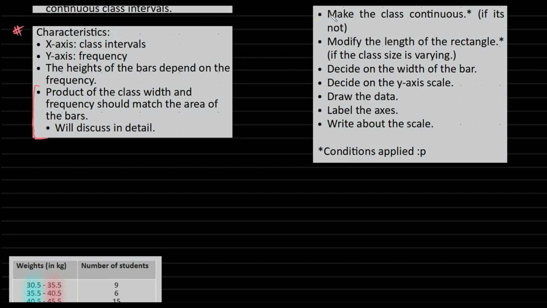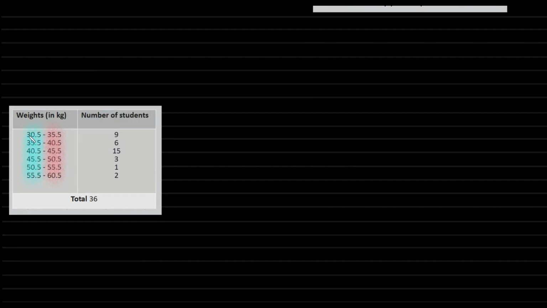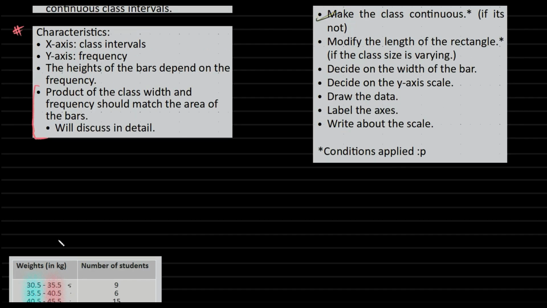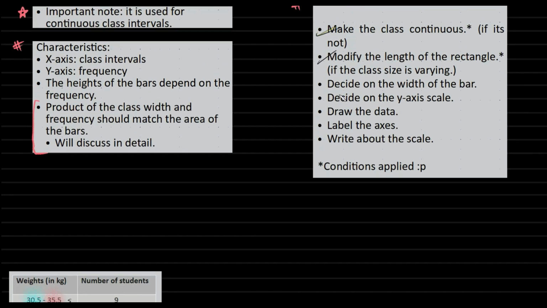If it's not continuous, what should you do? That we'll be learning in time. So this is said to be continuous. Next thing is to modify the length of the rectangle if the class size is varying. So how do you check the class size? Subtract the lower limit from the upper limit in each of these classes. The difference is 5 over here, 5 again, 5 again, 5 again, 5 again, and 5 again. So for all of these, the difference is 5.